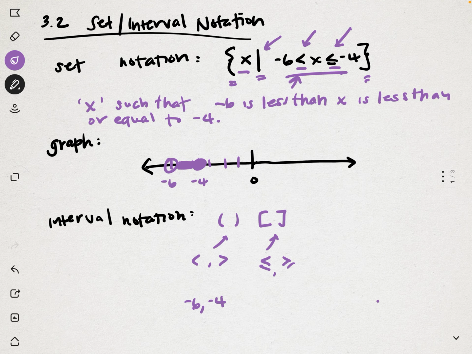Notice that on the left hand side, it's less than. So we're going to use parentheses on this side. And then on the right hand side, it's less than or equal to. So we're going to use the bracket because it includes the point -4. It does not include the point -6. Okay, so it can be confusing at times. It does look kind of like a point, especially if you have just 2 parentheses. But the more you work at it, the easier it gets.